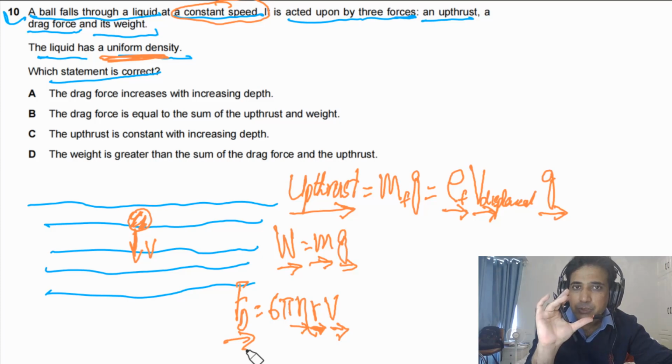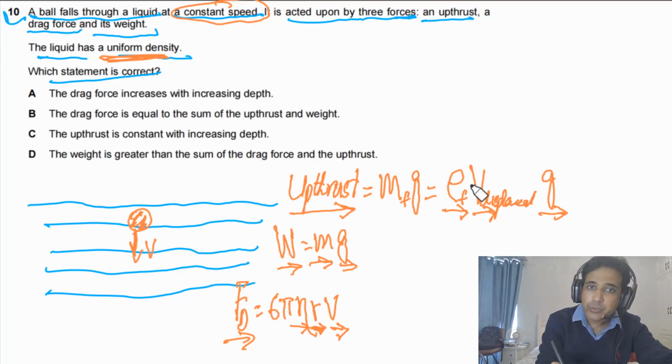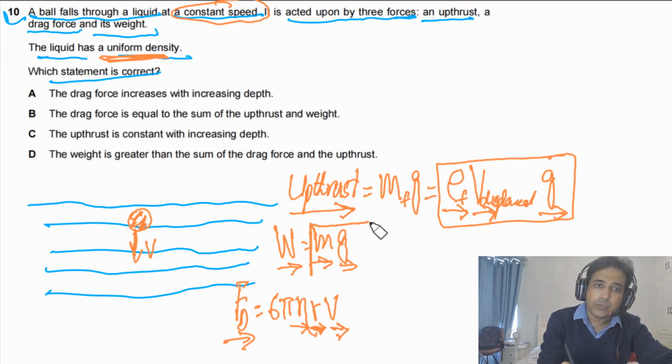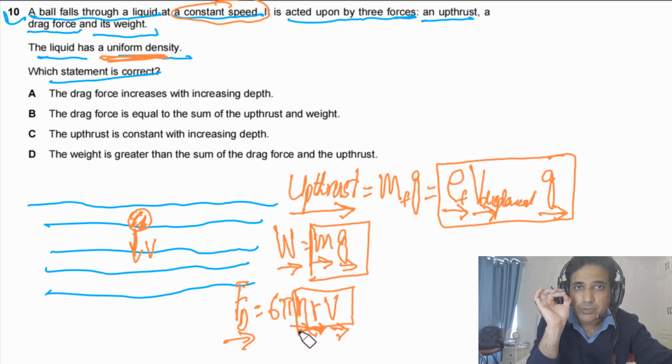So these three forces are very important. You need to understand when these forces will stay constant and when these forces will change. Every year there will be a question about this, so these formulae are important. If these quantities are constant, it means upthrust is constant. If these quantities are constant, it means weight is constant. And if these quantities are constant, it means drag force is constant. So this is the main concept. You need to understand when these forces will change and when they will stay constant.